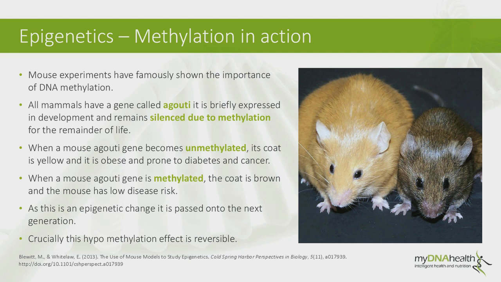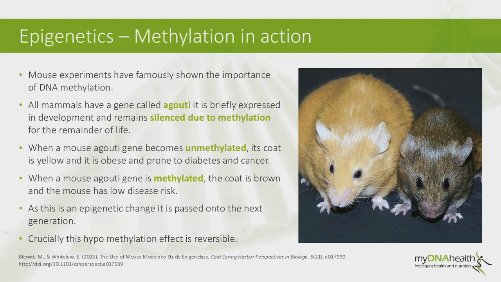But when a mouse's agouti gene becomes unmethylated, the mouse's coat changes. It becomes yellow. So you can see here on the right, we have a brown mouse and a yellow mouse. And this is just a change, a reduction in methylation of that agouti gene has caused that change. And also the mouse is obese. It's put on weight. And then further studies found that they were more prone to diabetes and cancer. So having fewer methyl groups attached to this gene has a huge effect on this mouse.